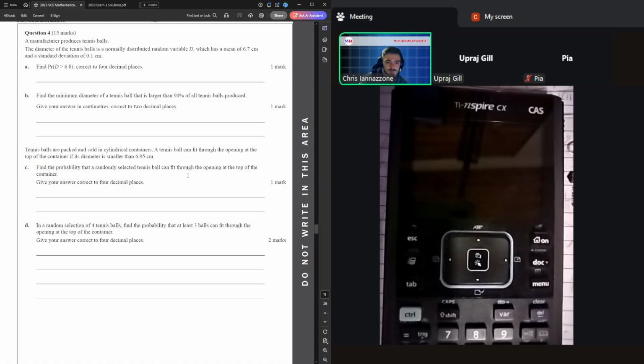So if I were to work through the thought process there: a tennis ball fits through the opening if it's smaller than 6.95 centimeters. What's the probability of it being smaller than 6.95 centimeters? Well, we can see that diameters are normally distributed. So if we're trying to figure out the probability of a diameter, we now know it's a normally distributed thing. It only becomes binomial once you start looking across more than one given scenario.